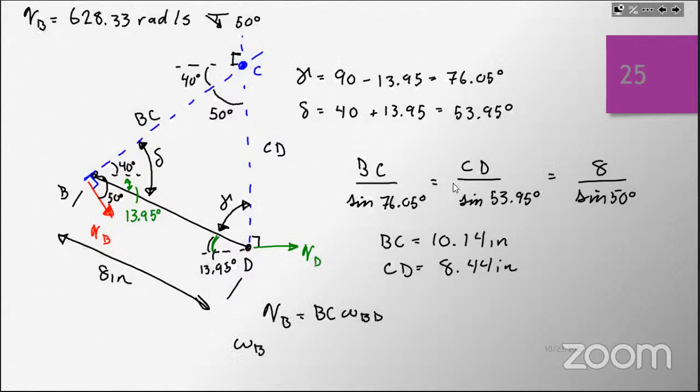So omega BD is equal to 628.3 divided by 10.14. Guess what, guys? That's 62 radians per second. It's basically exactly the same as what we got when we did this the first time.